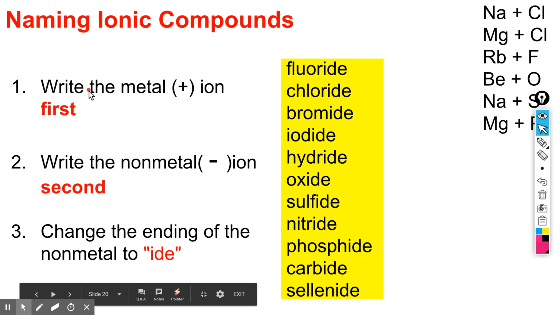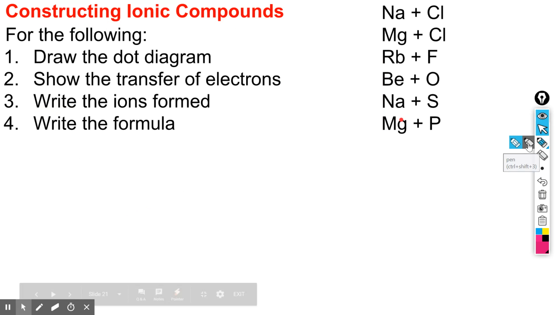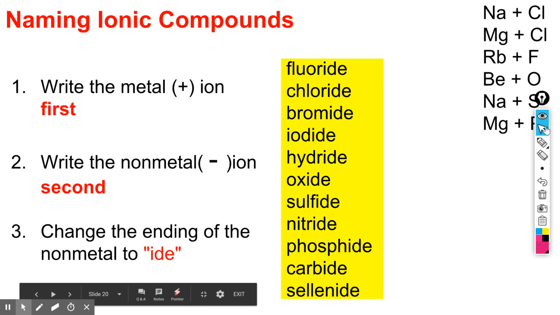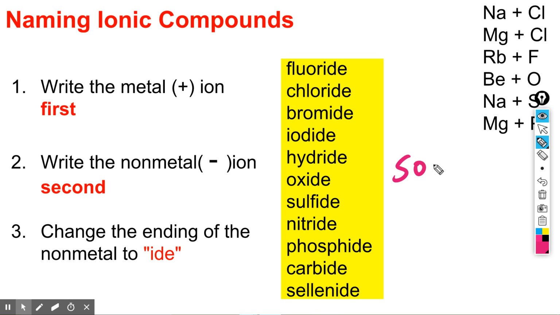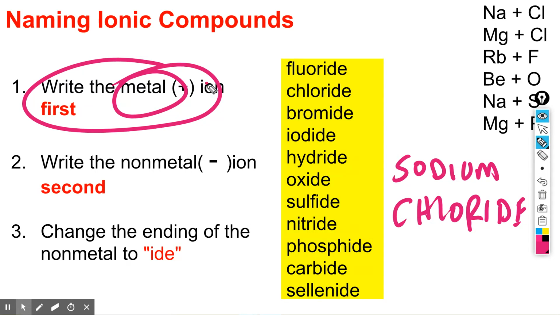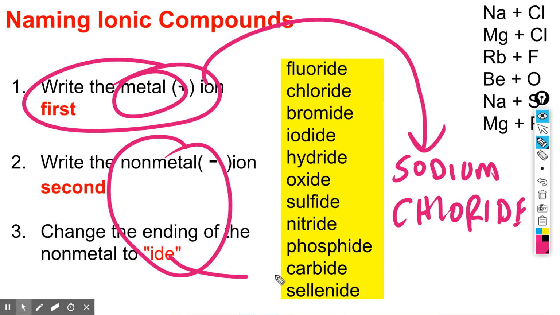For example, right here is sodium chloride. So sodium plus chlorine, what will we name that? Sodium, that's our metal. And our second element is chlorine, CHLOR. And instead of being ine, it's going to be chloride, IDE. So you write the first element, the metal first, and then the non-metal you change to IDE.